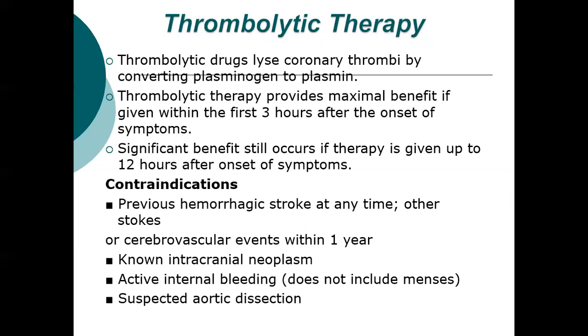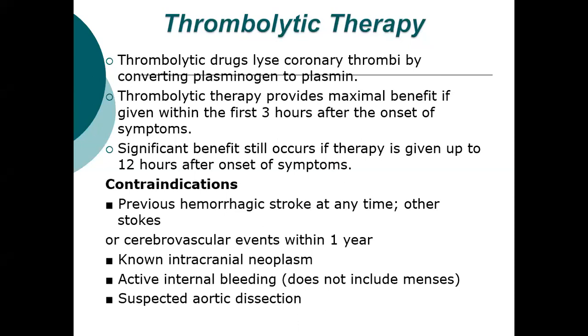So the thrombolytic therapy provides the maximum benefit if given within 3 hours. Note, it is very time sensitive. As we said, muscle is time after the onset of the symptoms. The significant benefit still occurs if the therapy is given up to 12 hours after onset of symptoms. But the effect that you're going to get in the first 3 hours after onset and the effect you're going to get at 12 hours are totally different. Kindly note that. You'll get different reactions and you may get different ECG changes given the time of these two patients coming at these different times.